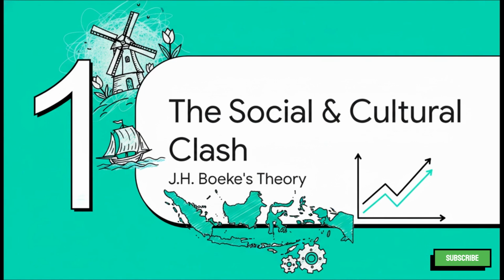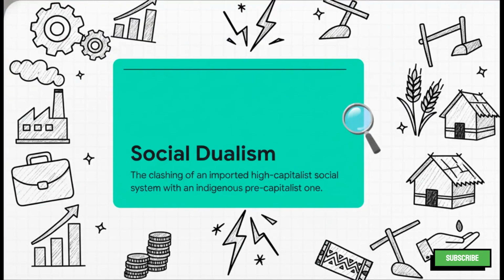Well, one of the first people to really try and answer this was a Dutch economist, J.H. Boeke. So let's dive right into his theory, which he called social dualism. And what's interesting is he developed this whole idea while he was studying the economy of colonial Indonesia. So Boeke's big idea was this. These two worlds exist because you've got an imported, high capitalist system, think modern Western businesses, crashing head-on with the country's own traditional, pre-capitalist social system.